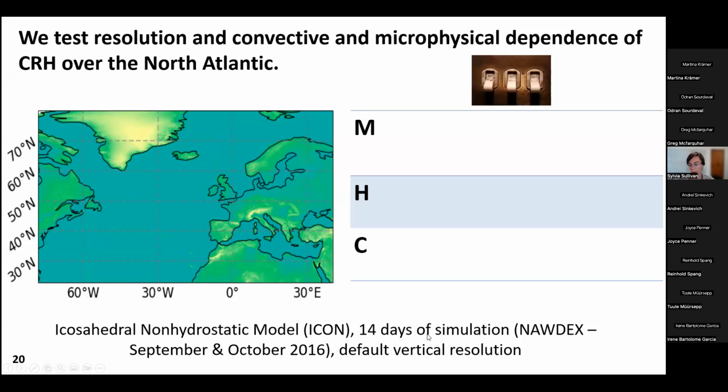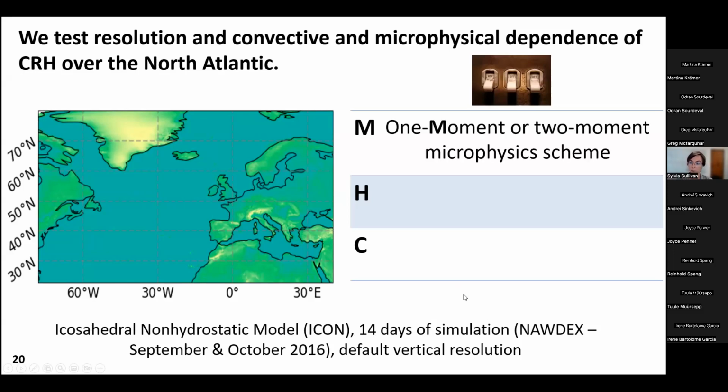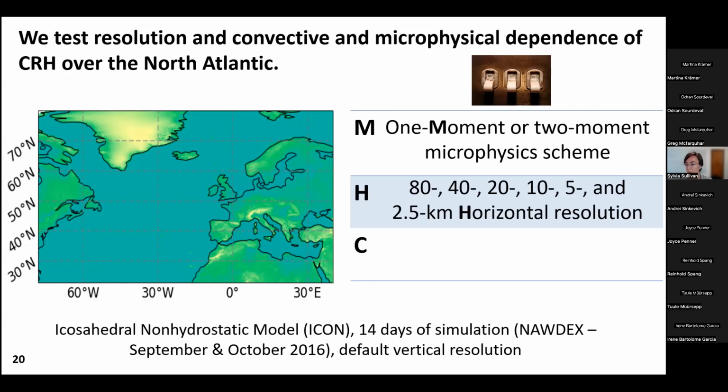And we again have model settings that we're going to play with. So the first is, again, this microphysics scheme, whether we're using a 1-moment scheme that just tracks the mass of ice in the cloud, or the 2-moment scheme that tracks both mass and number. In this case, we're going to change horizontal resolution from 80 kilometers down to 2.5 kilometers. So we have a range of horizontal resolutions that spans what we might use in a typical global climate model down to what we're using in the new generation of storm resolving models.